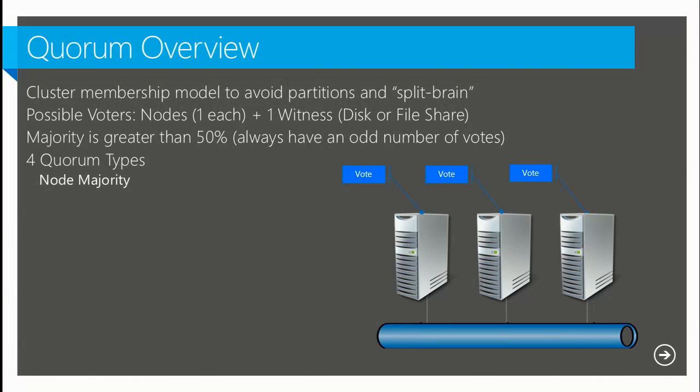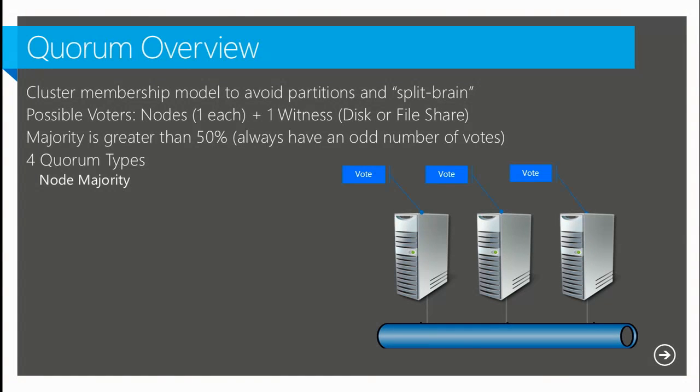So let's actually look at the 4 quorum types that we have here. The first one, the most common one, you're going to see if you have an odd number of nodes: 3 nodes, 5 nodes, etc. And with this, every node has 1 vote. So no matter where we have a partition, as long as there's only 1 partition, there will be a majority of voters on one side, a minority of voters on another side.